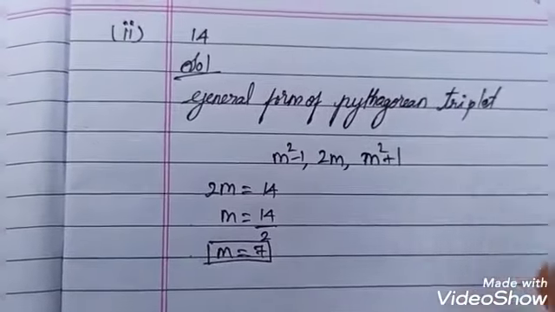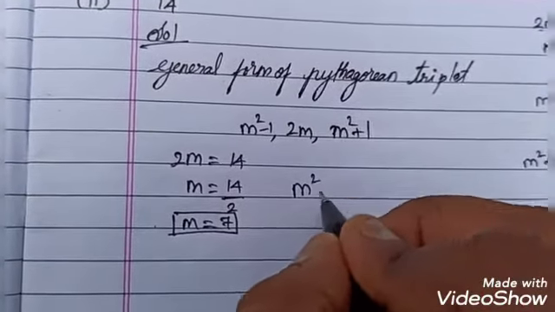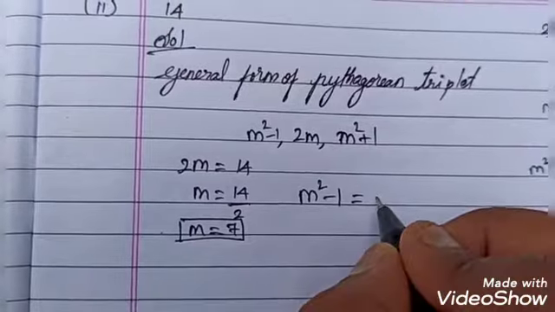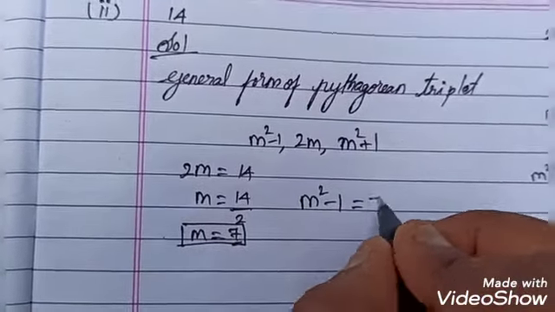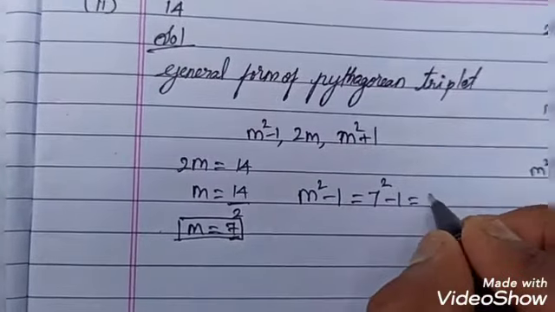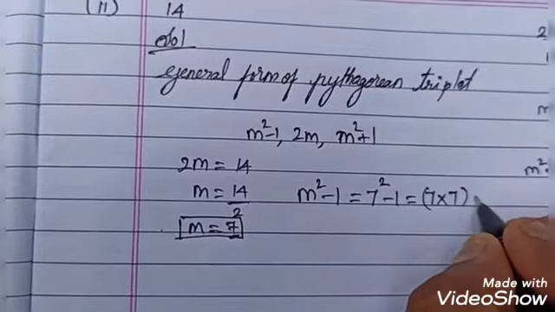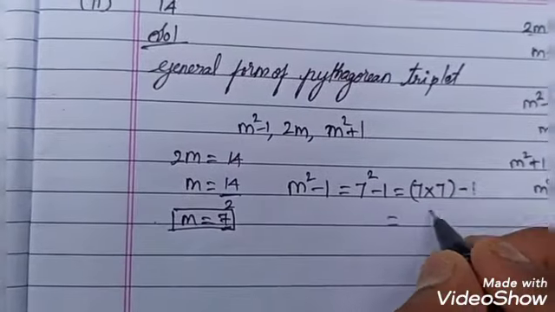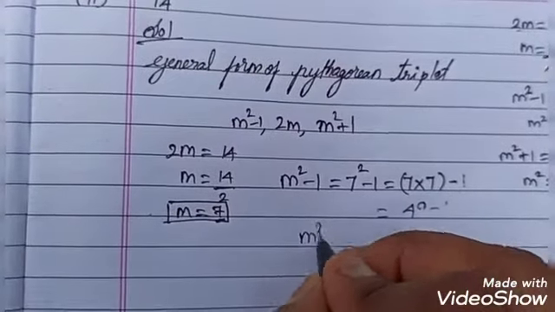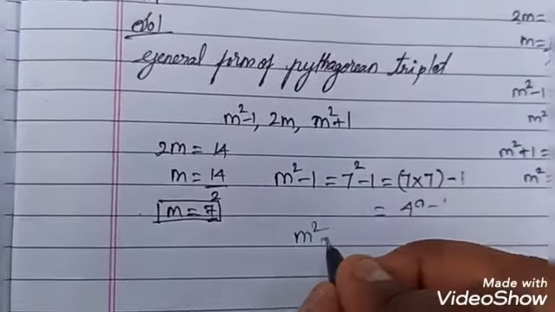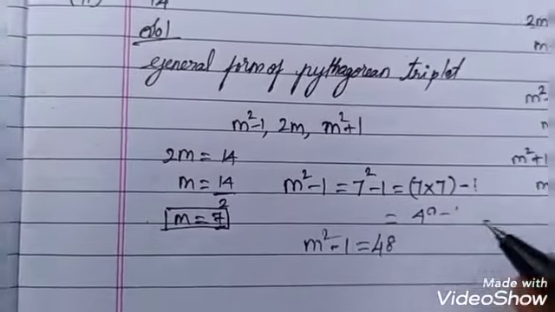Okay, so side by side you need to find m square minus 1. Instead of m we take 7. So 7 square minus 1 can be written as 7 into 7 minus 1. 7 7s are 49, minus 1. So m square minus 1 is equal to 48.